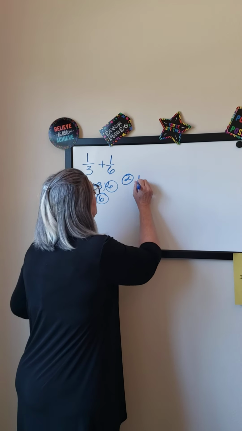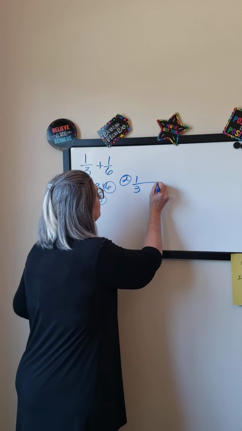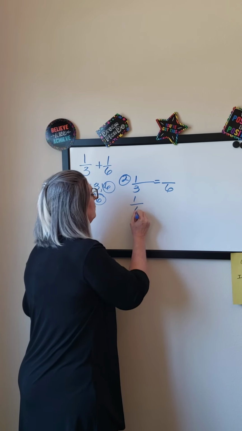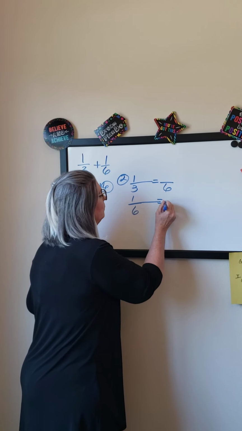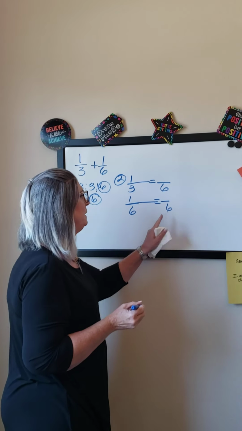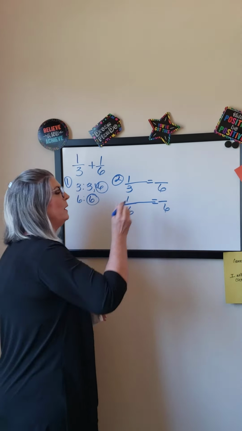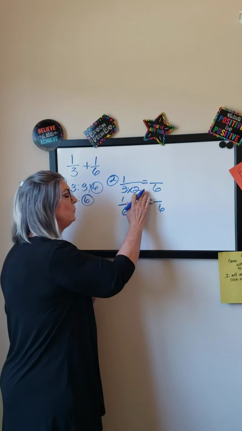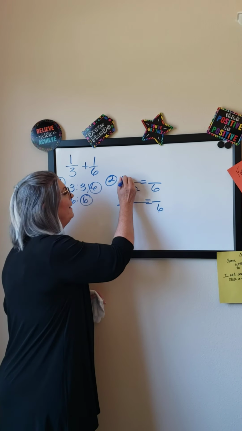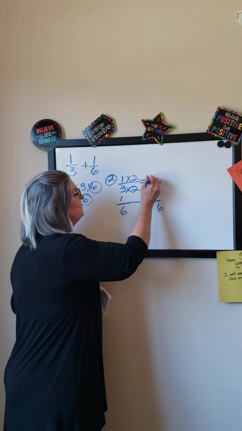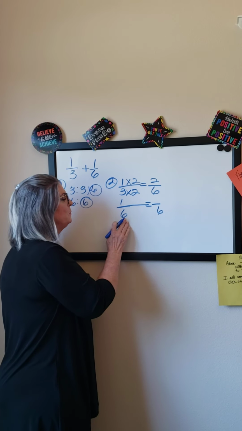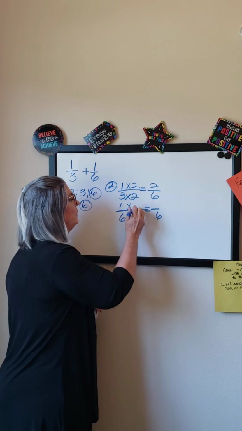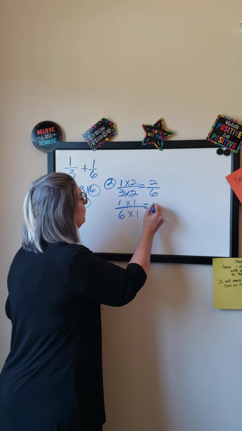All right, so we're going to step 2 now. We're going to write our problem. It's going to equal 6, and that's going to equal 6 too. So 3 times what equals 6? Okay, we're going to times it with 2. What we do on the bottom, we have to do on top, okay? So 1 times 2 is 2. 6 times what equals 6? 6 times 1. So again, what we do on the bottom, we have to do on top. 1 times 1 is 1.